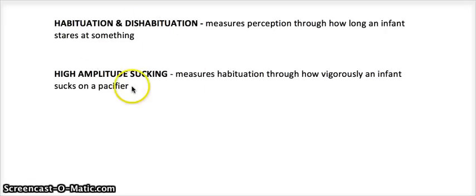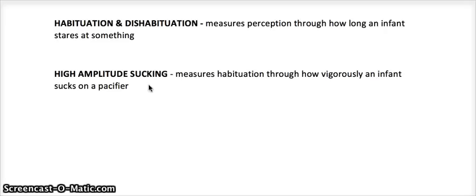And so this is connected with the high amplitude sucking, but this is with sound. So what they do is they set infants up with a pacifier, and they play a sound when the baby sucks on the pacifier. So sucking on the pacifier is what triggers the sound. After a while, the kid is like, okay, it's the same sound, whatever. They're not going to suck as vigorously because they get bored with it. They get habituated to it.